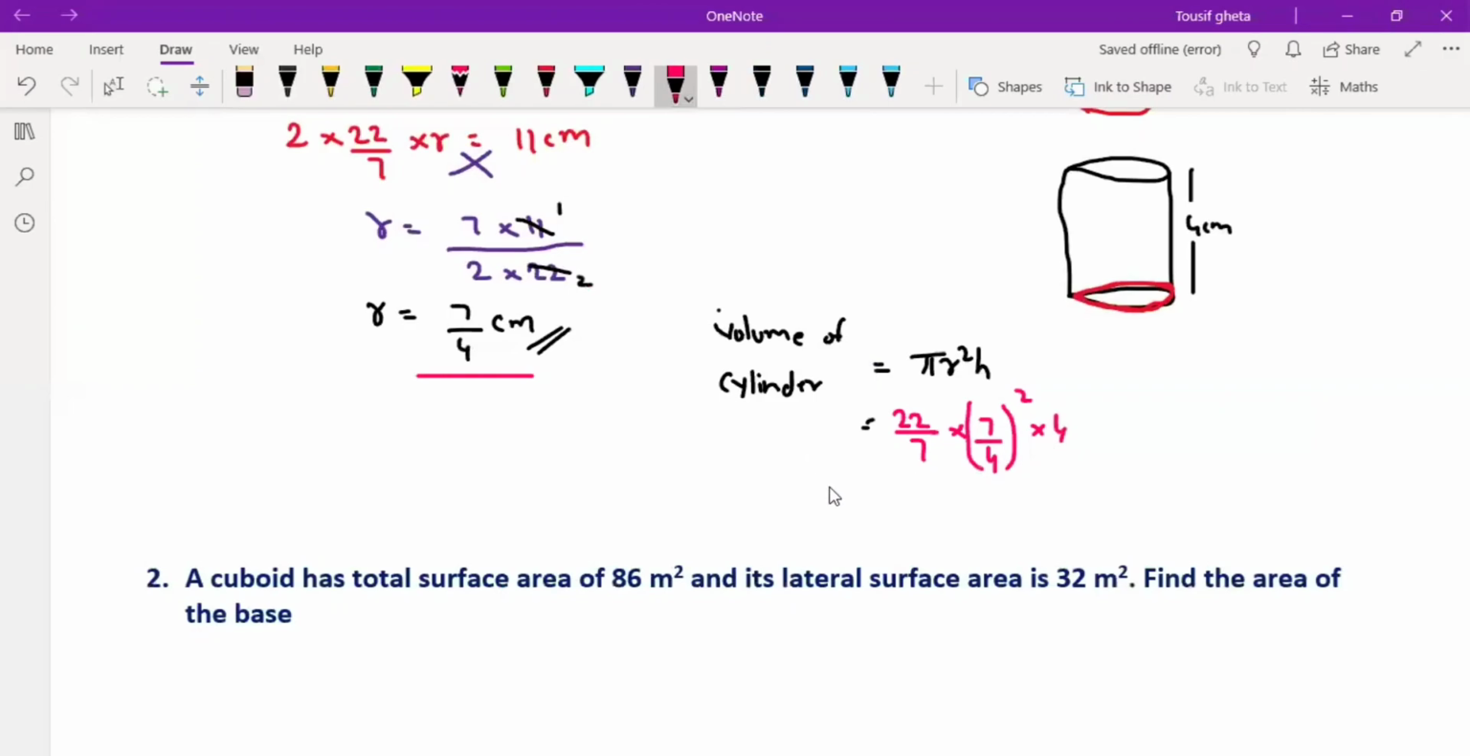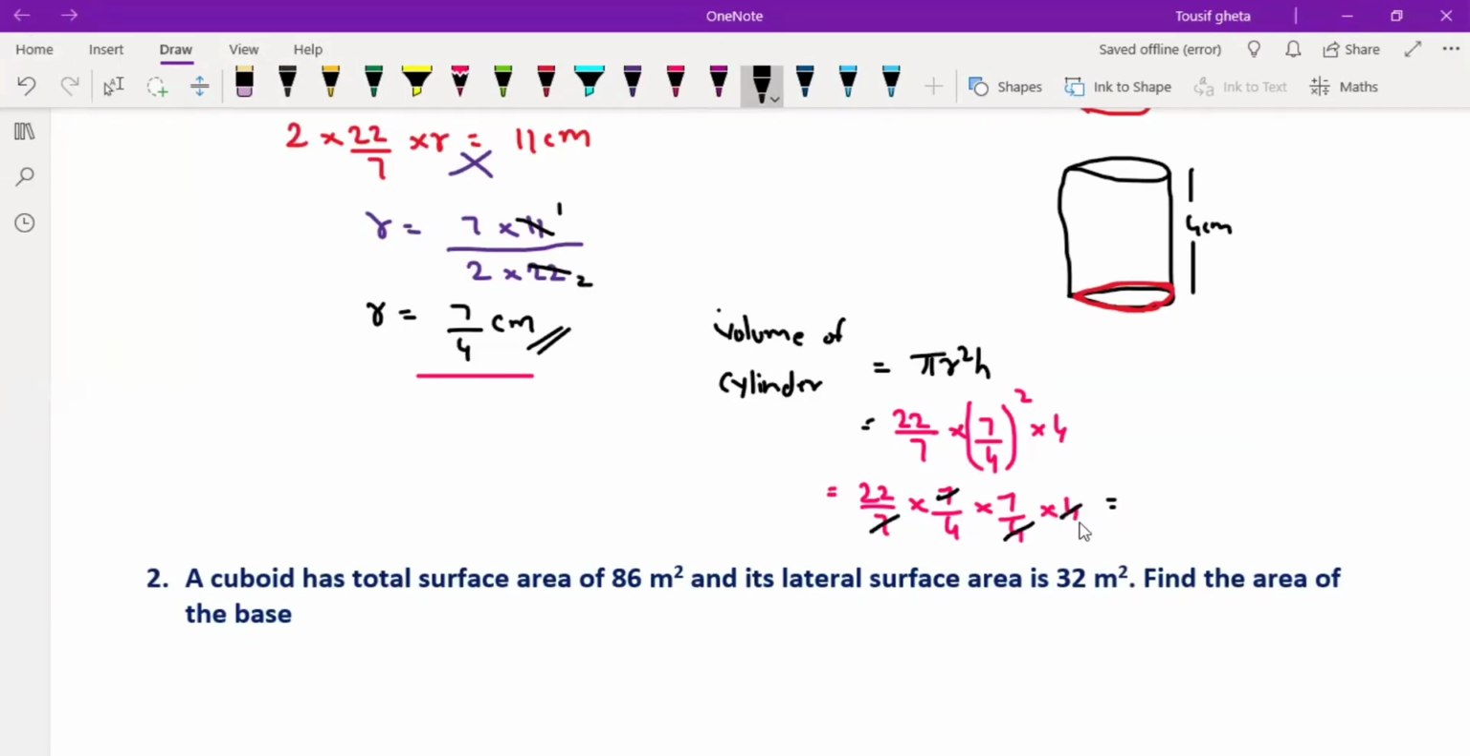4. Breadth of the rectangular piece of paper and the height of the cylinder will be the same, remember that. So 22 by 7 into 7 by 4 whole square, we can write as 7 by 4 into 7 by 4, into the height, that is 4 as it is. Let us do a bit of cancellation. We're going to apply: 7, 7 cancel, 4, 4 cancel.